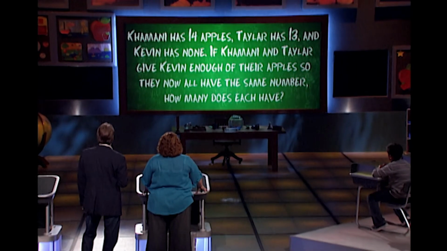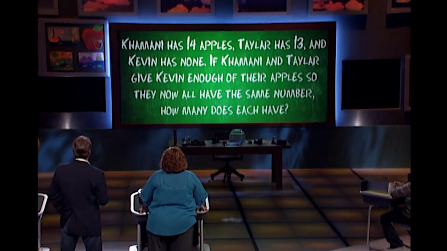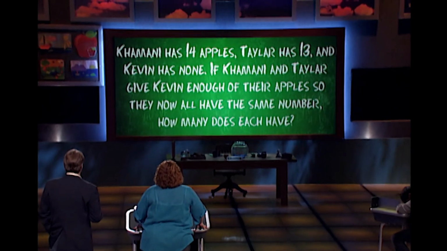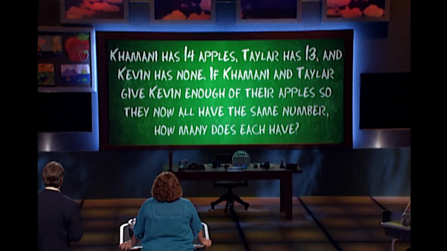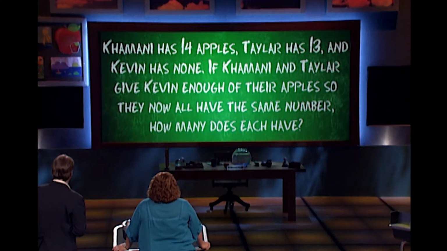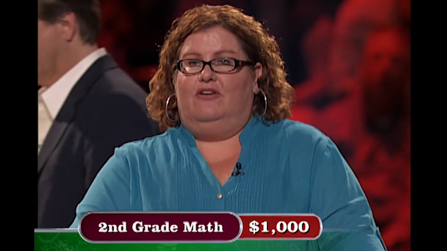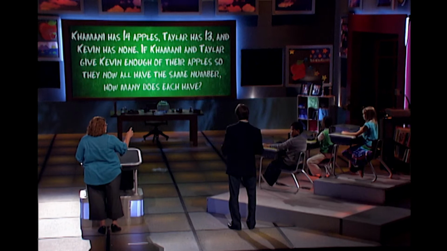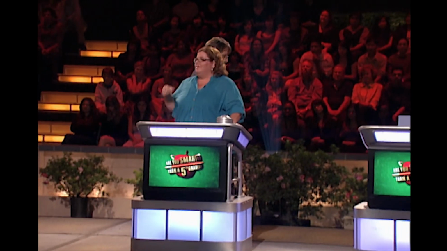Kamani has 14 apples, Taylor has 13, and Kevin has none. If Kamani and Taylor give Kevin enough of their apples so they now all have the same number, how many does each have? So what I would do is take the 14 apples and the 13 apples and add them together, which is 4 plus 3 is 7, and 1 and 1 is 2, so that's 27. There are 3 of them, so 27 divided by 3 is 9. So each one of them has 9.